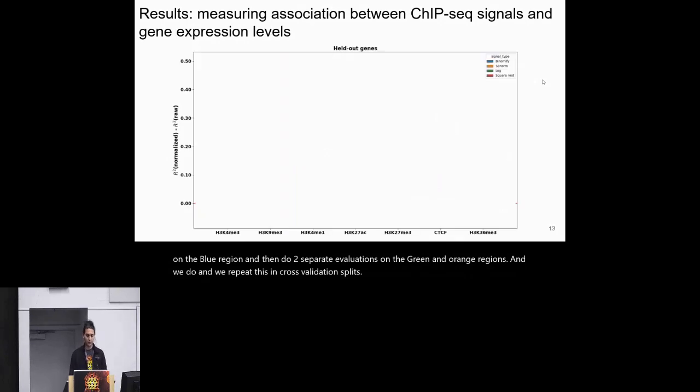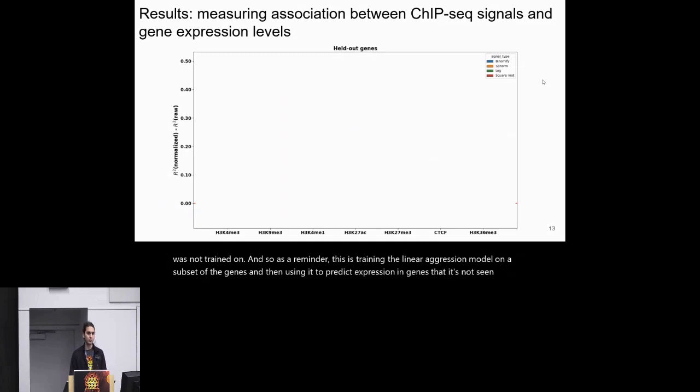Okay, so on to some results. This plot shows the results on the held out genes in the cross-validation splits. From the previous slide, this would be the green rows that the model was not trained on. As a reminder, this is training the linear regression model on a subset of the genes, and then using it to predict expression in genes that it's not seen before.